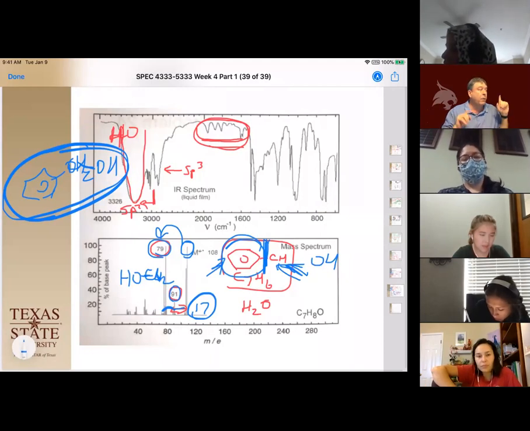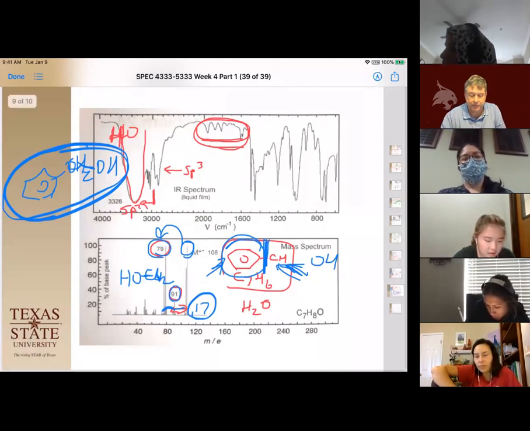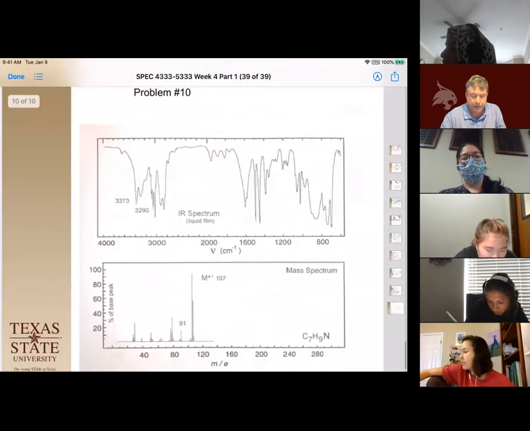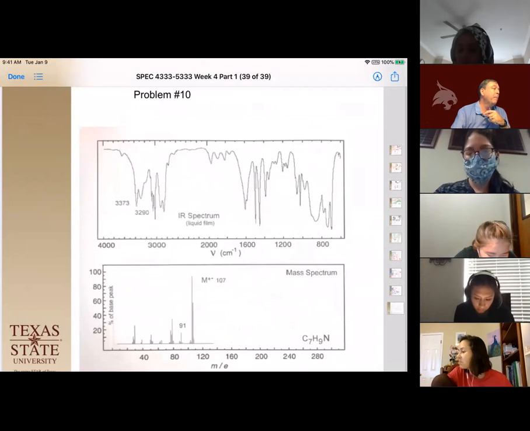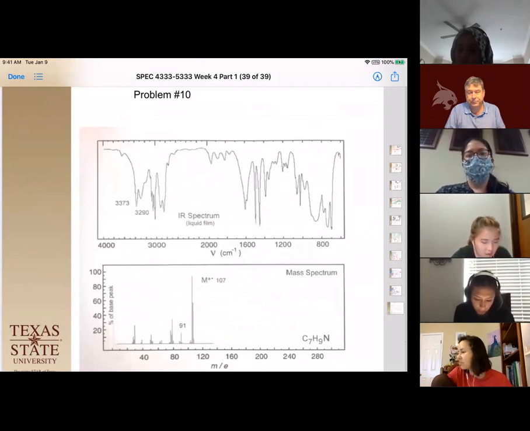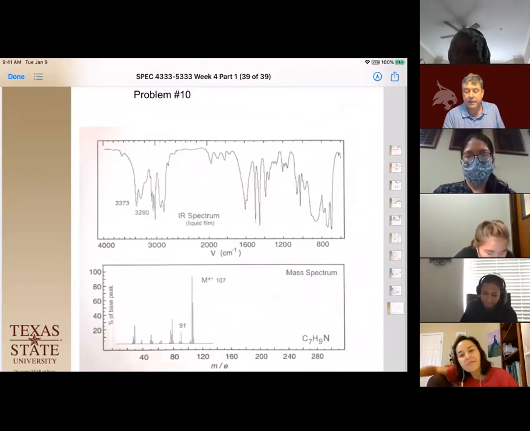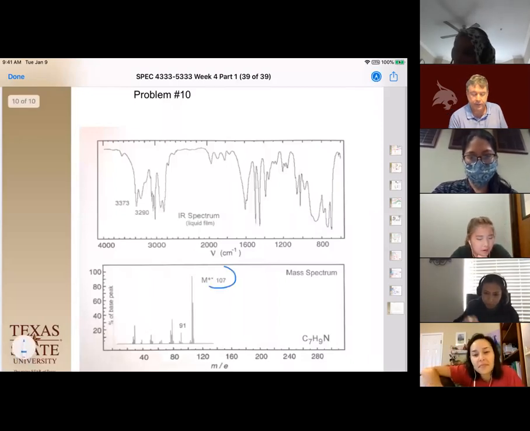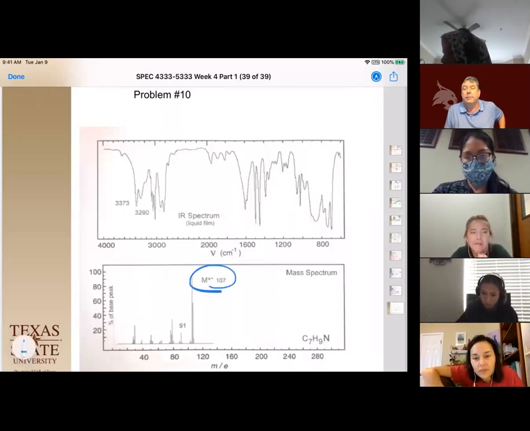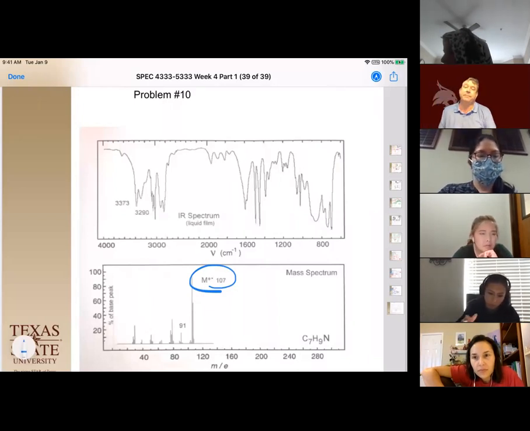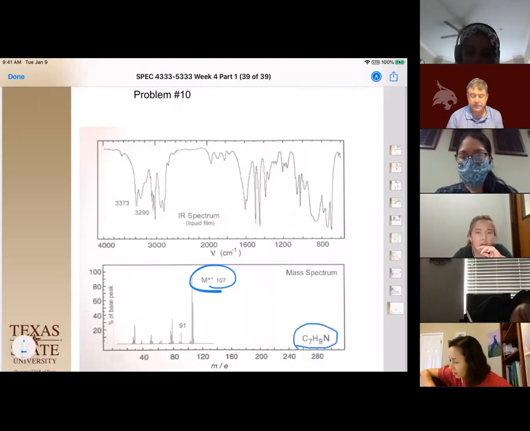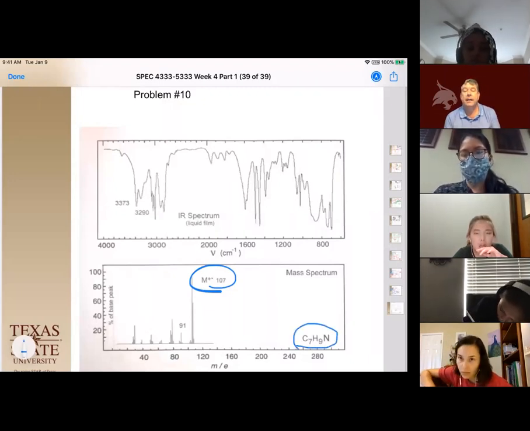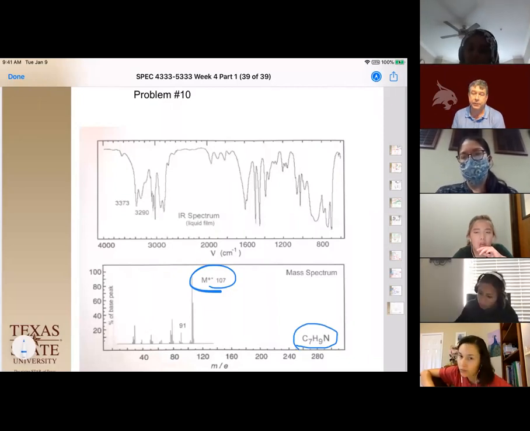Okay, I got one more, and then we're out for the day. I made it really, really hard, but I made it really easy. Okay, here we have, the first thing we need to look at is our molecular ion peak. Sometimes I'll leave this here and sometimes I'll take it off, but that molecular ion peak being odd should suggest you have an odd number of nitrogens.